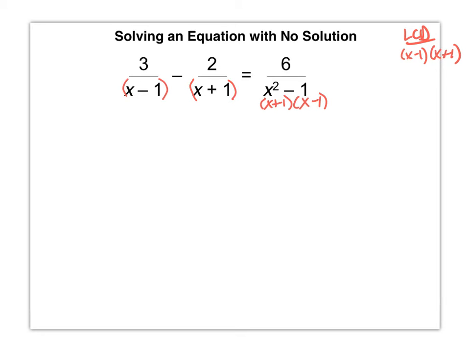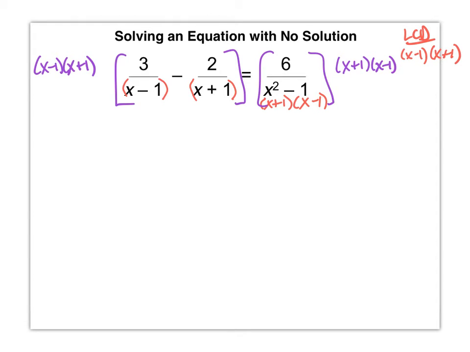Now we're going to multiply both sides of the equation by the LCD. So on the left side, we're going to multiply by x minus 1 times x plus 1. And on the right side as well, we're going to multiply by x plus 1 times x minus 1, the LCD. Now this is going to simplify our equation.